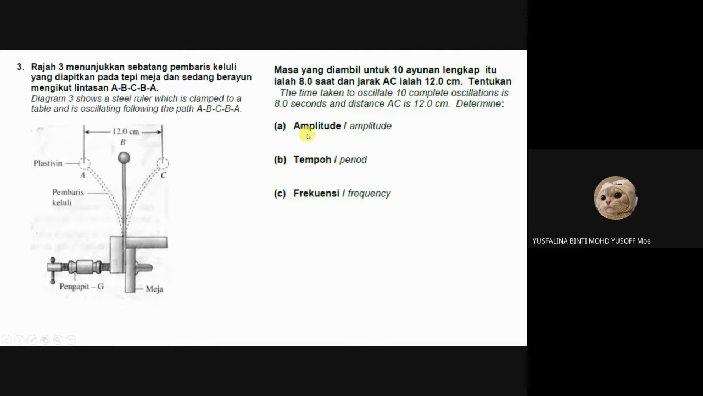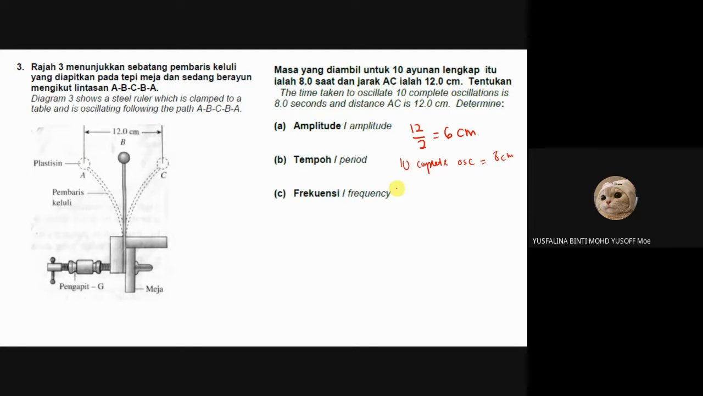So amplitude, here is how to find it. Amplitude is 12 divided by 2, so you will get 6 cm. And for the period, it says here the time taken for 10 complete oscillations is 8 seconds. So for 10 complete oscillations, you need 8 seconds.